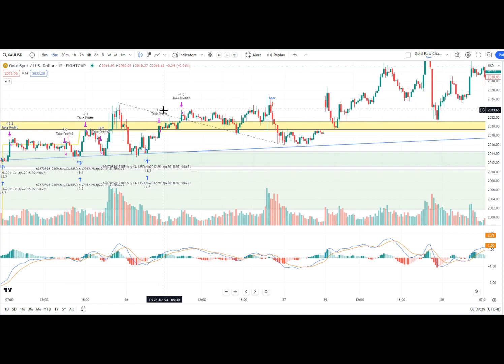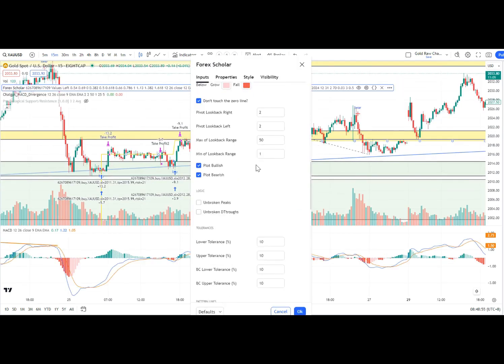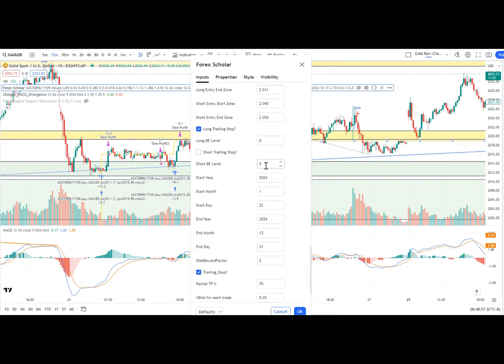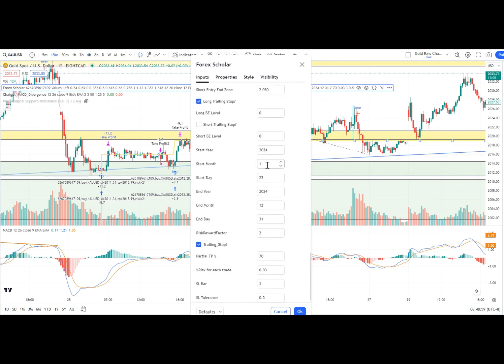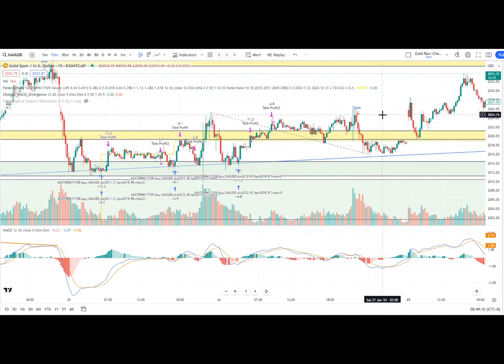So you can see here, you just need to set the date. You just need to set the entry zone here. I put 2011 to 2014, or you can put according to the zone that you want. So when it reaches this zone and then the confluence appears, then it will enter the trade and place the trade entry in MT4.